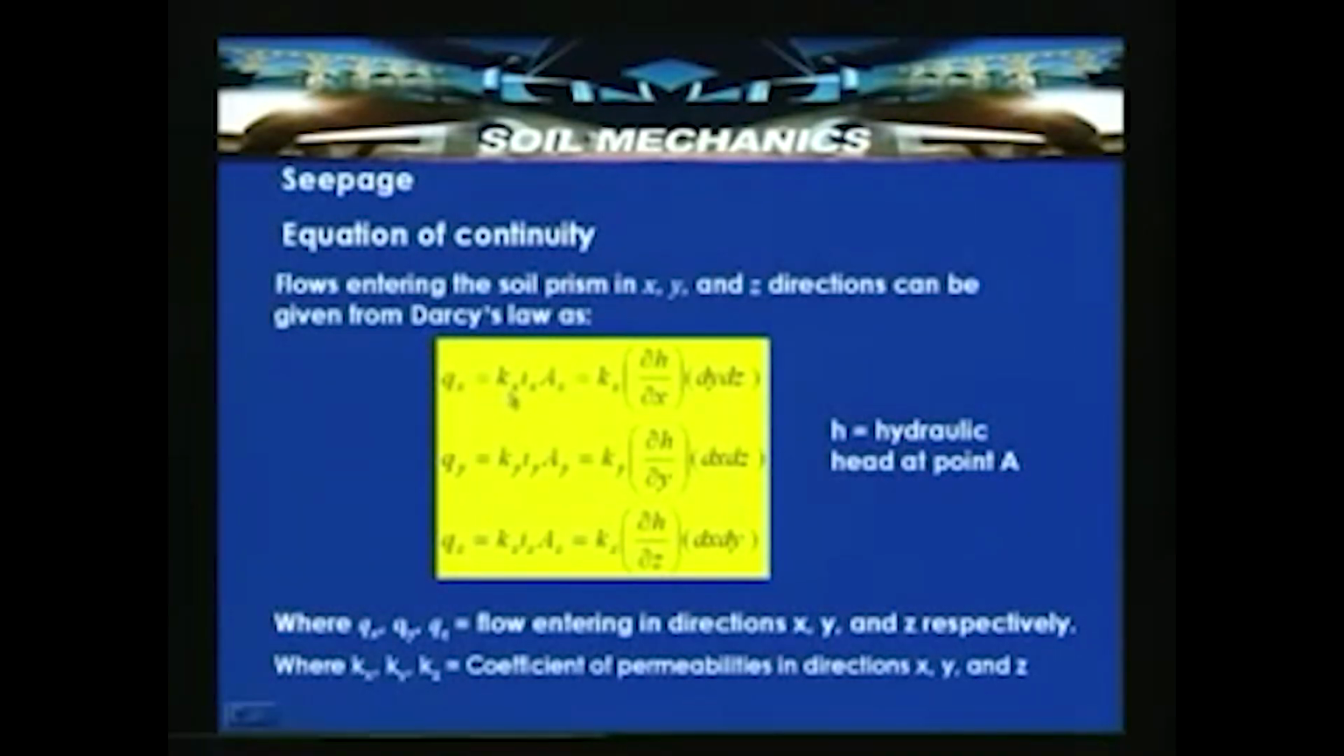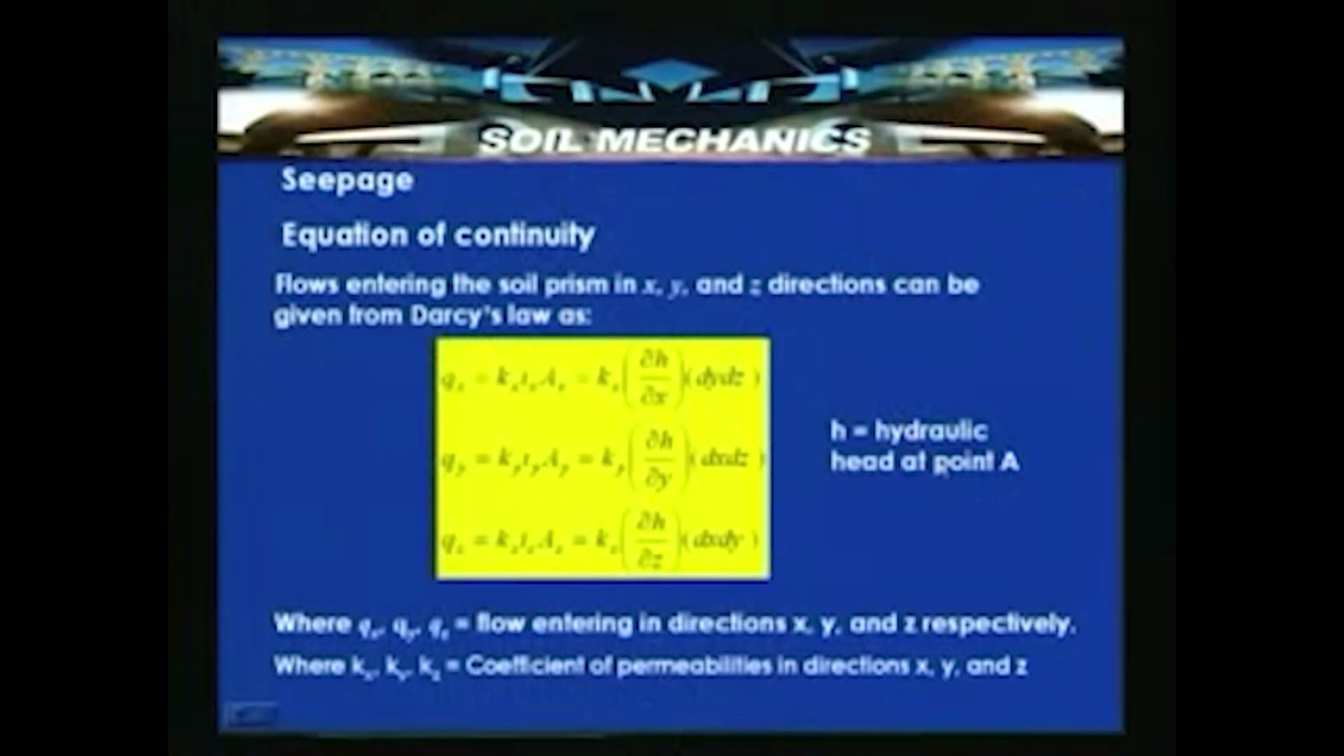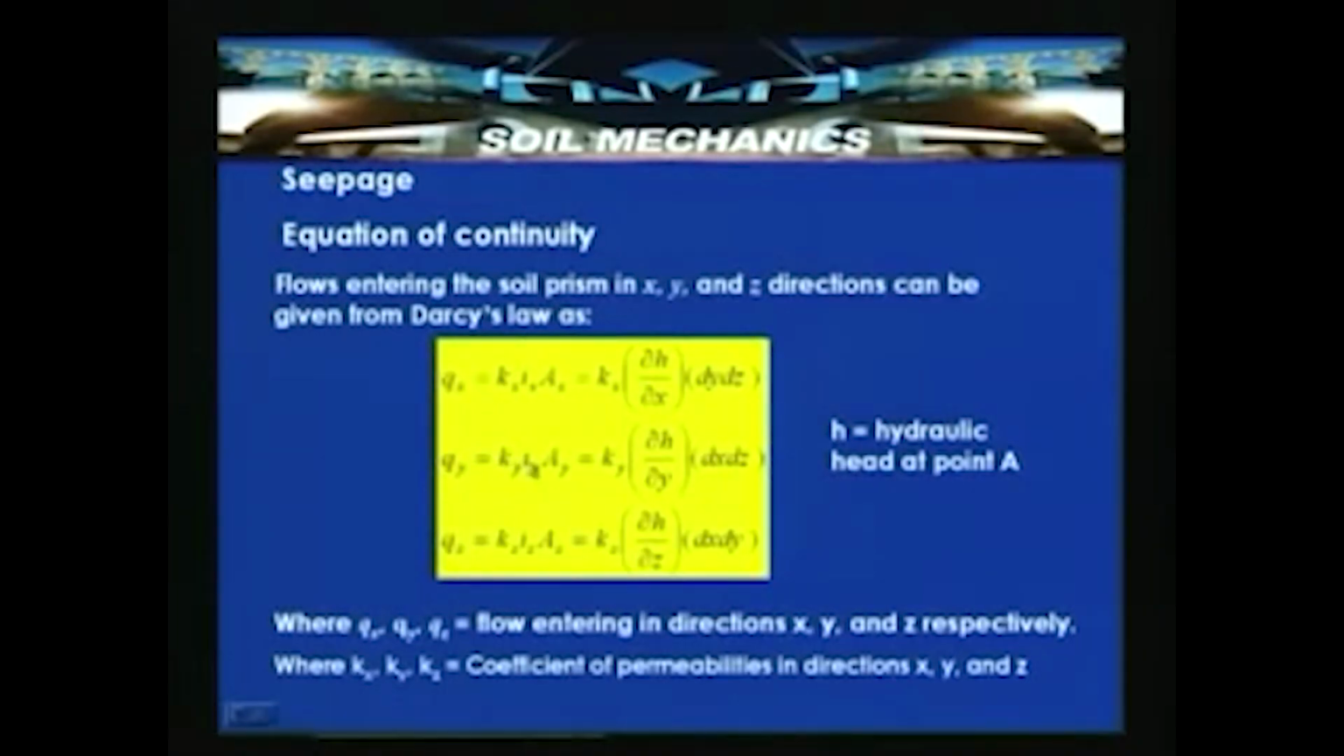Then by using Darcy's law, we can write qx is equal to kx ix into ax, where kx is the coefficient of permeability in x direction, ix is the hydraulic gradient in the x direction, and ax is the area which is perpendicular to x direction, that is nothing but dy dz, and h is the hydraulic head at point A under consideration here. So, similarly, in case of y direction, qy is equal to ky iy ay.